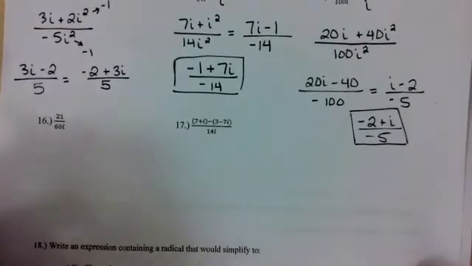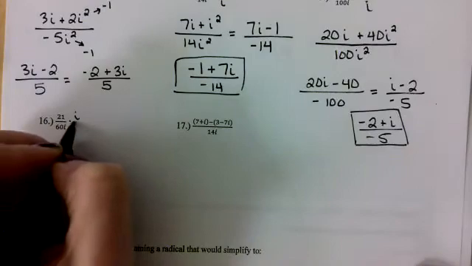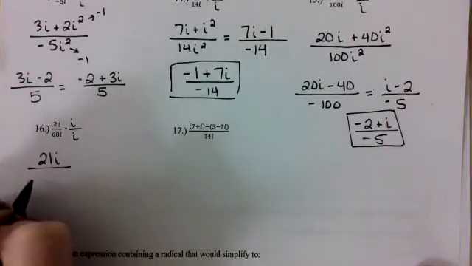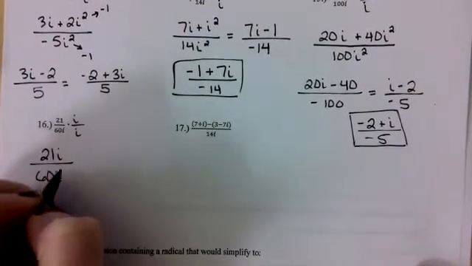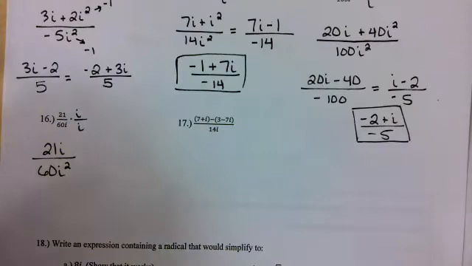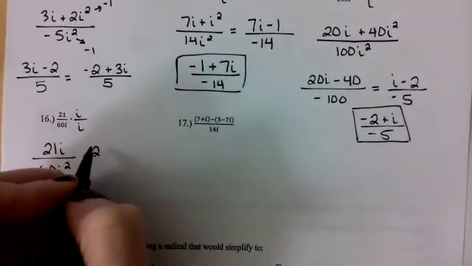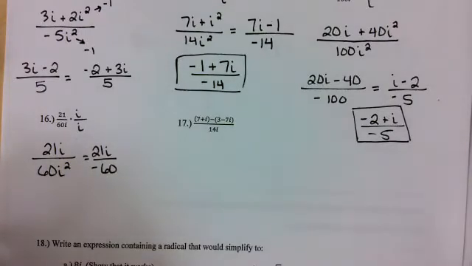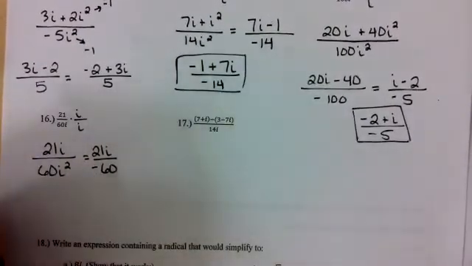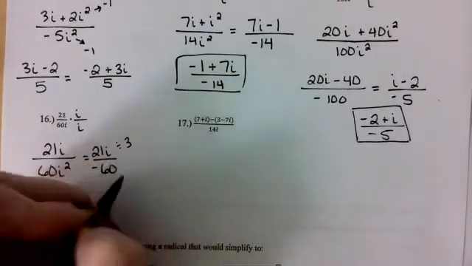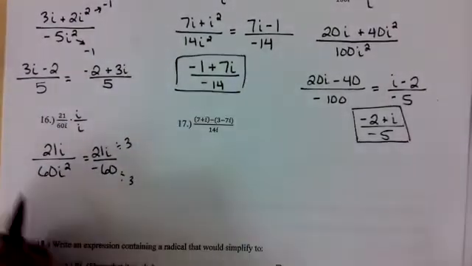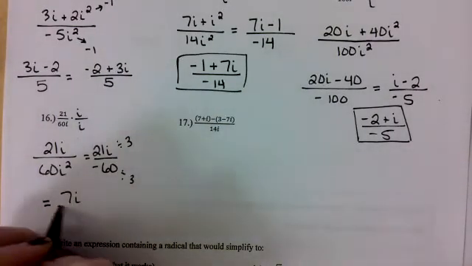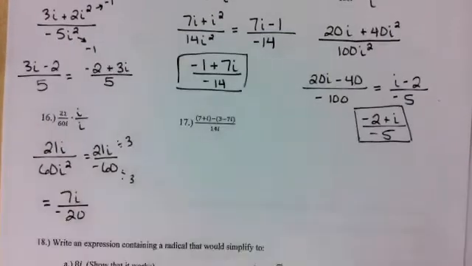For the next one, multiply by i on the top and the bottom. I get 21i over 60i squared. This will give me 21i over -60. Simplifying 21 over -60, I can divide by 3 on the top and the bottom. And I'm going to end up with 7i divided by -20.